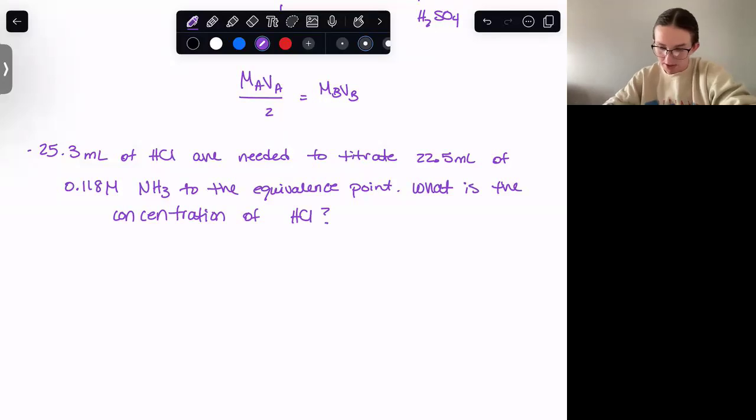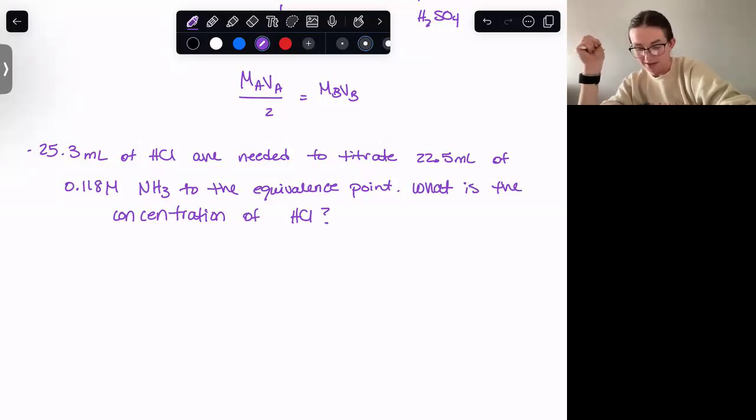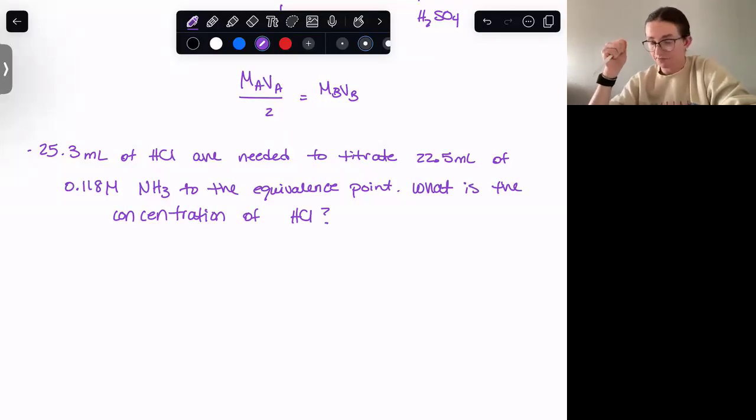Okay, so for this question here, we have 25.3 mils of HCl are needed to titrate 22.5 mils of 0.118 molar ammonia to the equivalence point. What is the concentration of HCl?